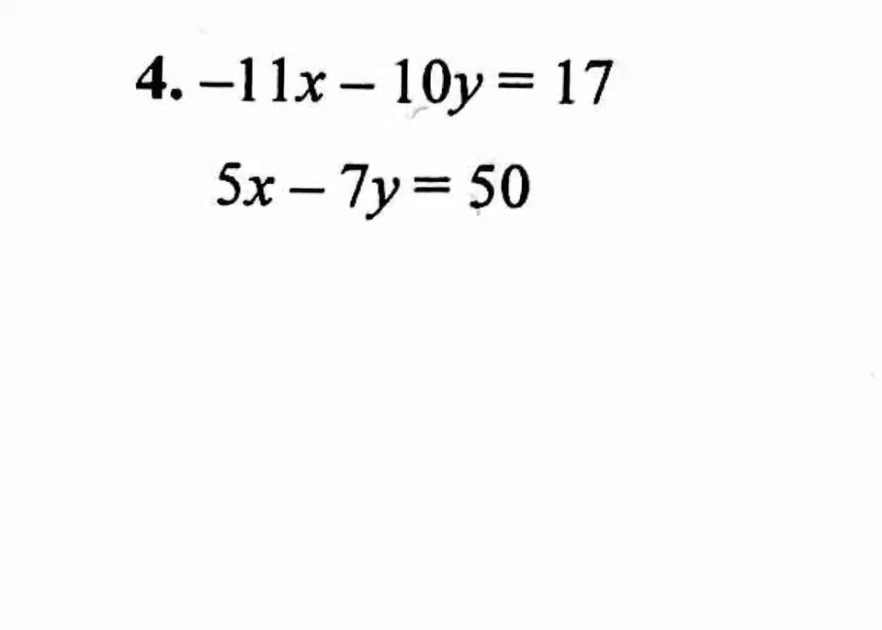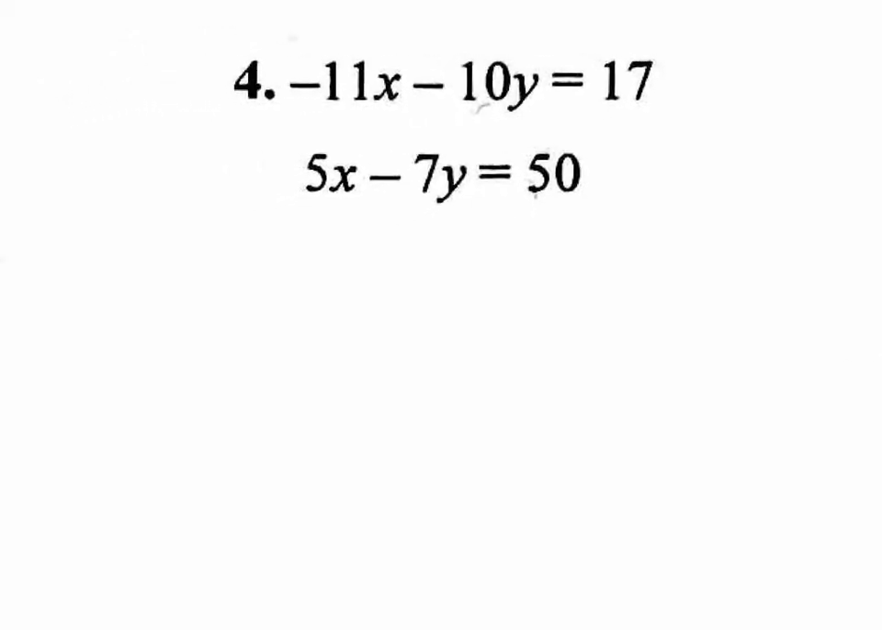So if I want to cancel out the X's, I need this negative 11 to become a negative 55, and I need this to become a positive 55. So multiply the top equation by 5 and multiply the bottom equation by 11. That way you get a negative 55x on top and a positive 55x on the bottom.